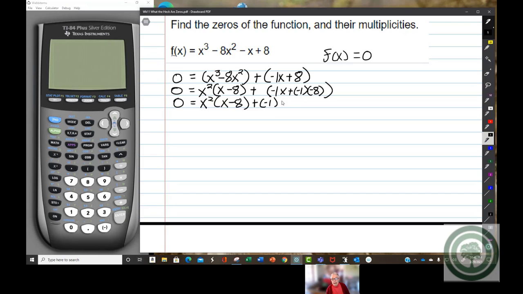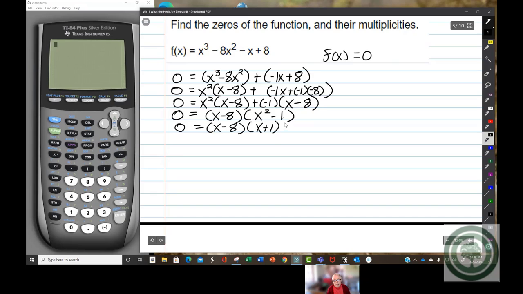Okay, I pulled out the negative 1. And that left me with x plus negative 8 or x minus 8. And now my x minus 8 and x minus 8 match. And my leftovers are x squared minus 1. But I'm not done, because x squared minus 1 factors by the difference of two squares. So 0 equals x minus 8 times x plus 1 times x minus 1. Now we've got it all factored.